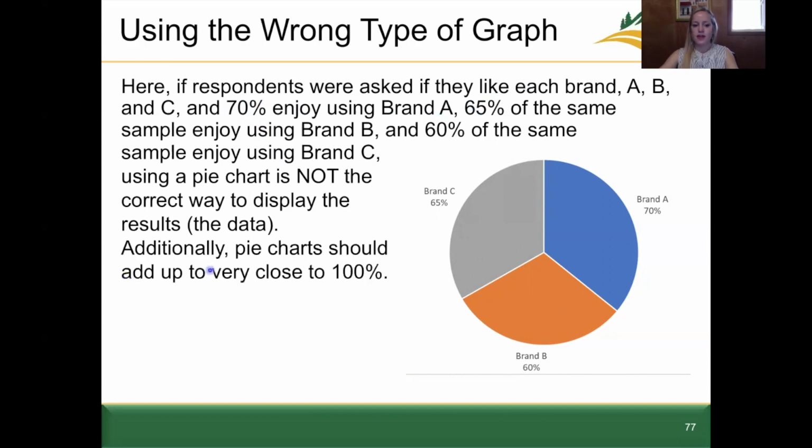And importantly, again, pie charts should add up very close to 100%. So there's a lot of things wrong with displaying the data like this in a pie chart. And maybe for fun, think about how you might display this data here. I think I'd probably use a bar chart.